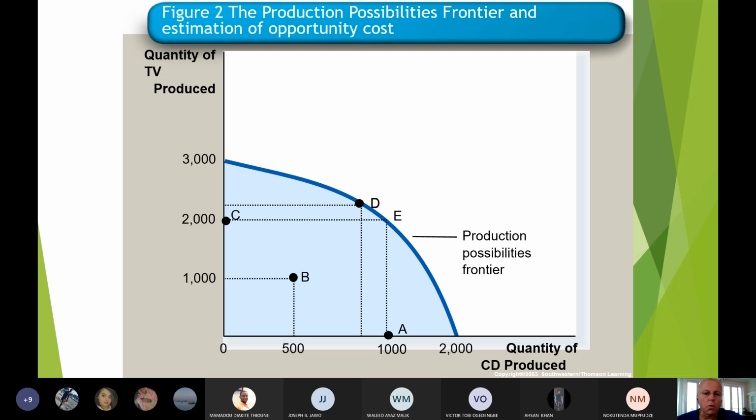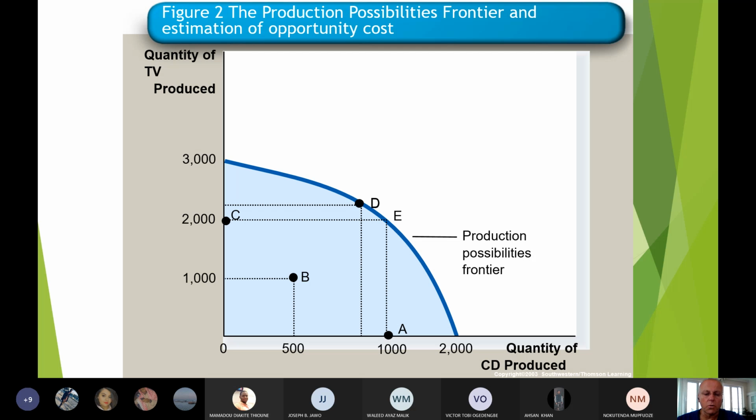Then we have here the production possibility frontier and the estimation of the opportunity cost. As you are seeing here, we have the production possibility frontier, which comes to the so-called equilibrium at point 2000 for V producers and 1000 for the CD producers.